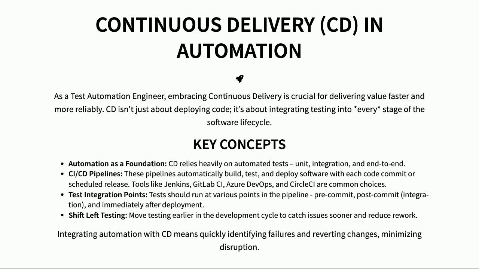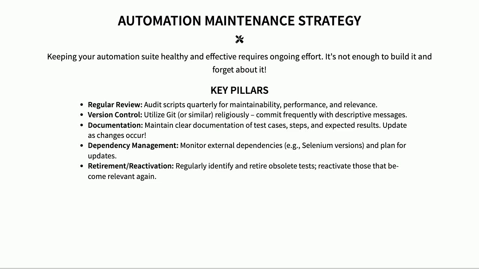We need to ensure our pipelines are running automated unit tests, integration tests, and even end-to-end tests whenever there's a change. Tools like Jenkins or GitLab CI help us build these automated workflows. And by moving testing left, meaning doing it earlier in the development cycle, we can catch problems much faster before they become major issues.